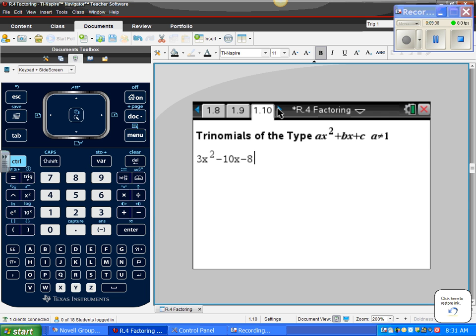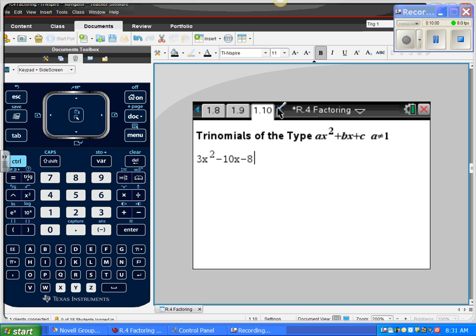Okay, so trinomials of the type ax squared plus bx plus c, having a leading coefficient greater than 1. A lot of times this just means you're going to have to do some trial and error. There's nothing wrong with trial and error. It just means the first time you don't get it right, you have to keep trying. Okay, so 3x squared minus 10x minus 8.